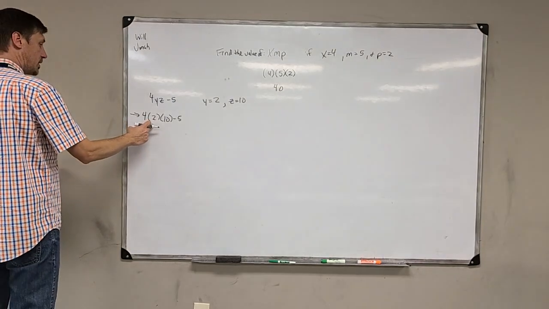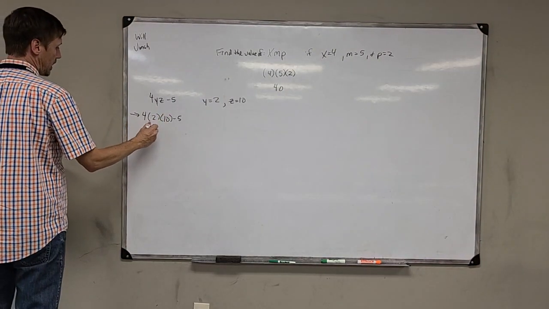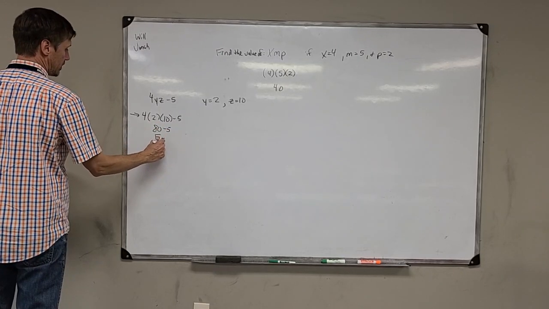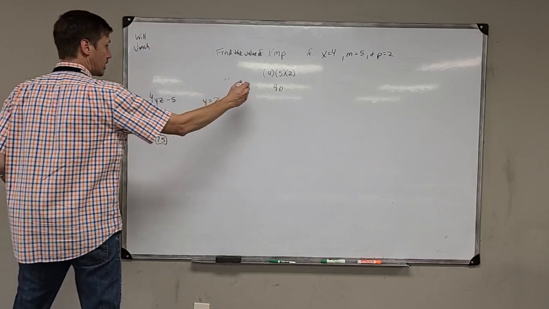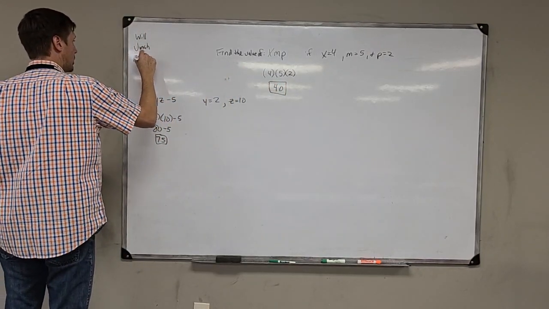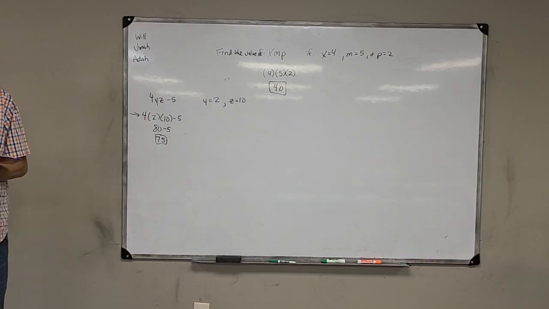4 times 2 is 8. 8 times 10 is 80. So 80 minus 5. And then our final answer here is 75. I'm sorry, I didn't set a good example for you guys over here. I should have done that. Put a box around your answer so I'm not struggling trying to figure out what your answer was, right?